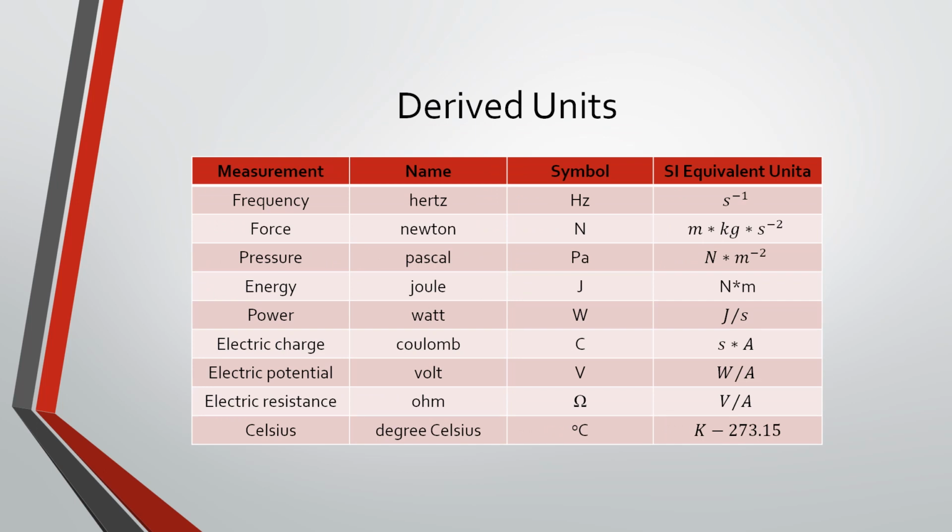From those we can derive units. One right at the top, which we discussed in the first video, is frequency. Frequency has the symbol hertz, and that's just s to the negative one, which is one over seconds. And some other things can be derived, like force, pressure, energy, and power, which is the watt, which is joules per second.